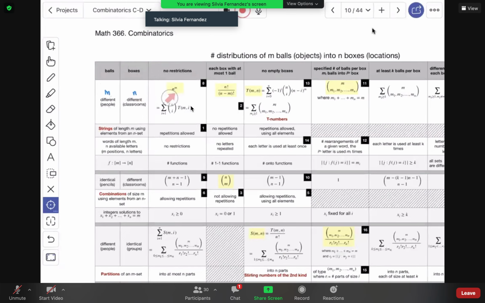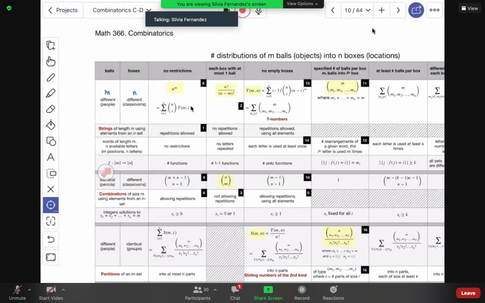The n to the m comes from the first letter in your word can be any of 26. Your second letter in your word can be any of 26. So this really is just the very first application we saw of the fundamental theorem. But here's another application. Let's look at this one, for example.